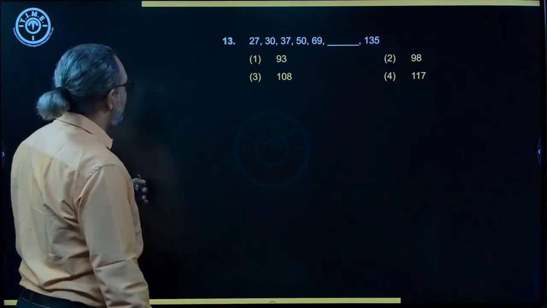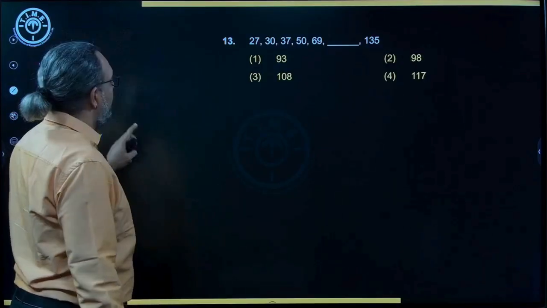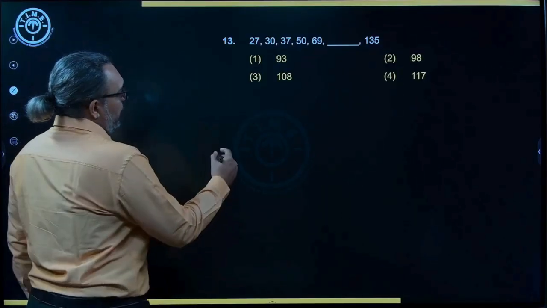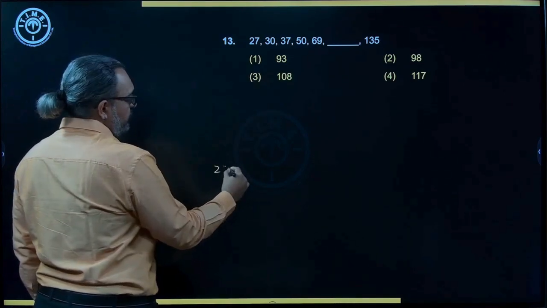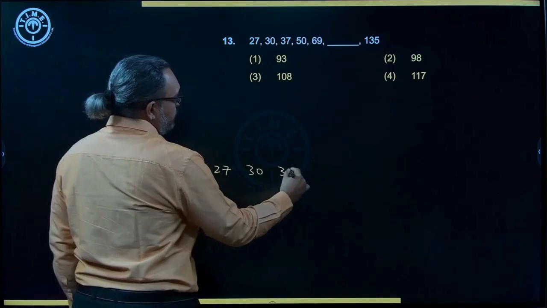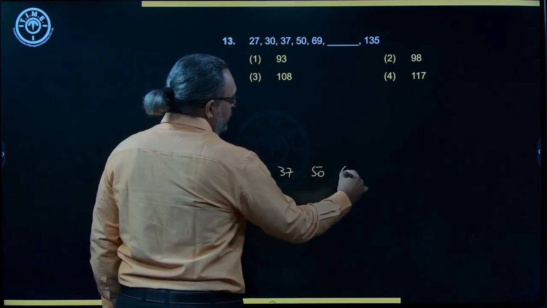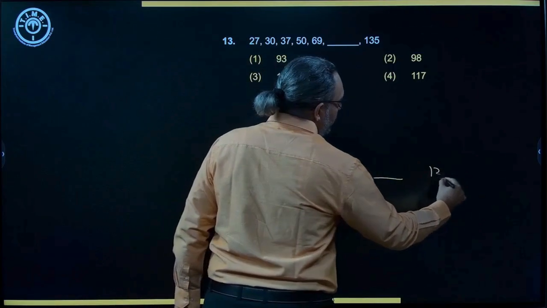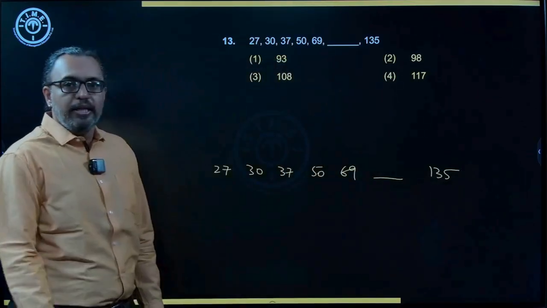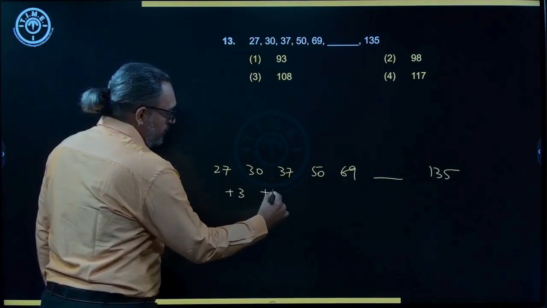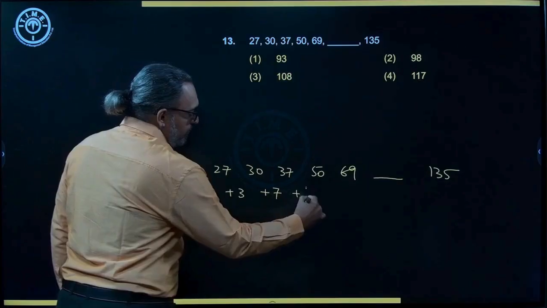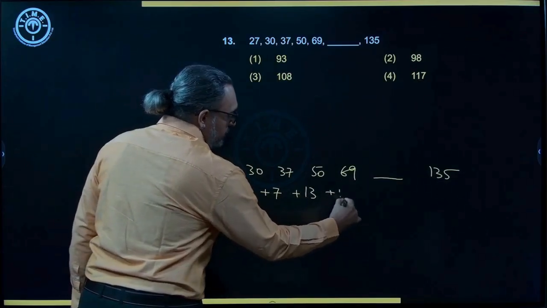Then next. Yes. So now we have 27, 30, 37, 50. So consecutive increasing. So we can take addition. 50, 69, blank and 135. Correct? So here we have plus 3. This is plus 7. This is plus 13. This is plus 19.